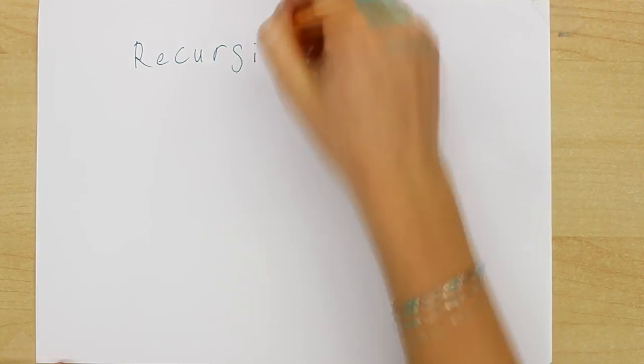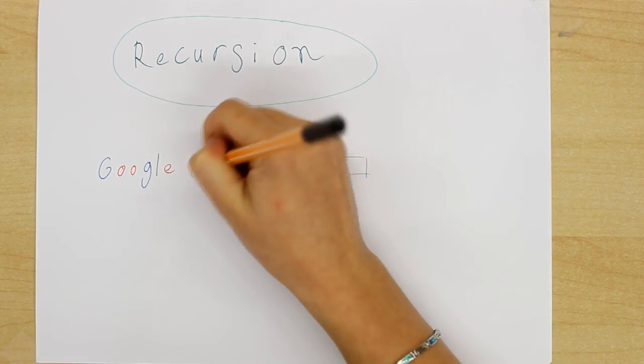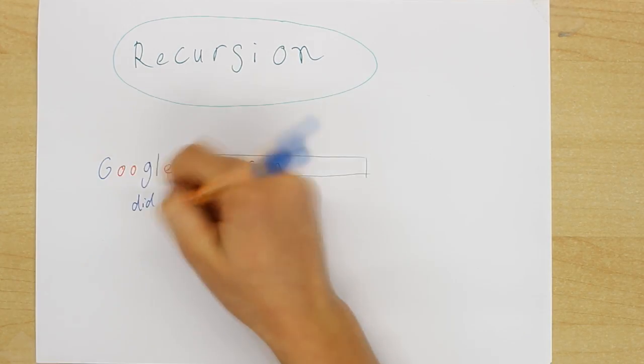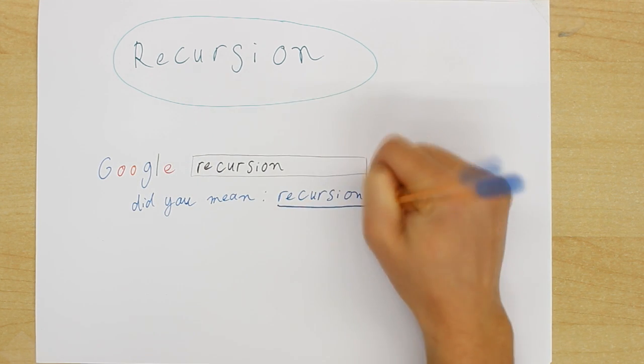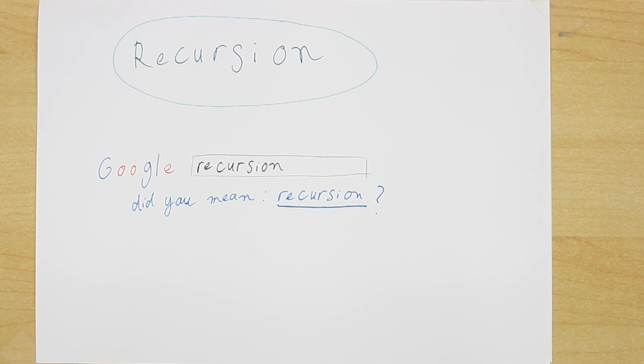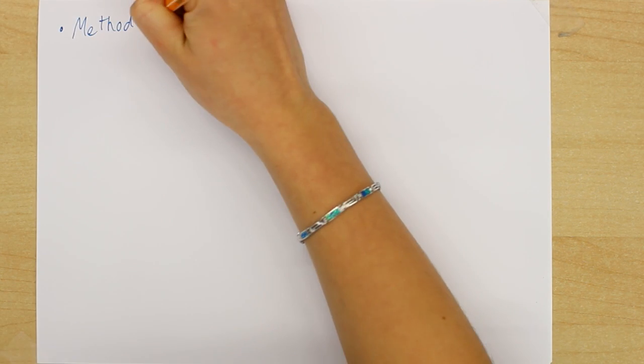Our next topic is going to be recursion. You might know the Google Easter egg, which if you type in recursion in the search box, it's going to say, "Did you mean recursion?" And then you can click on it, which will make you search for recursion again and have the suggestion, "Did you mean recursion?" Recursion is a method that calls itself.